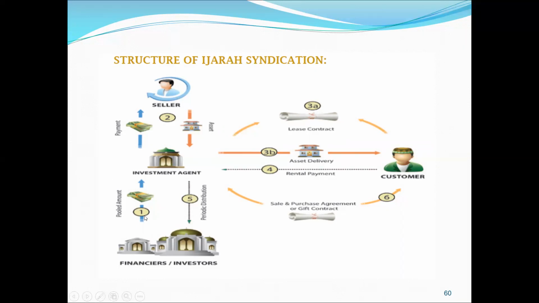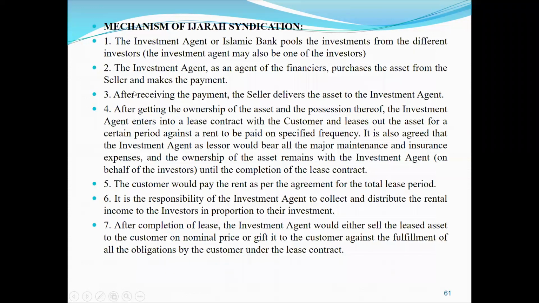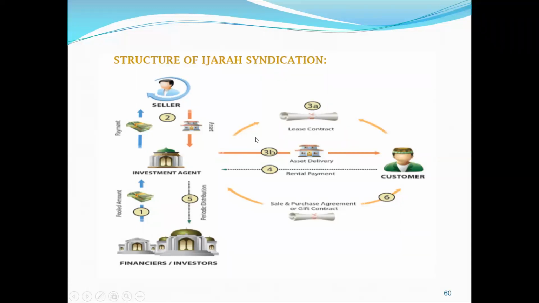I receive the first initial payment from you, from 19 people, a big pool investment. Then I purchase that property. Then I lease it to a third customer. I make a lease contract with this guy, deliver the asset. He uses that asset and he pays the rental payment. And that's it. This is how the ijara syndication works.